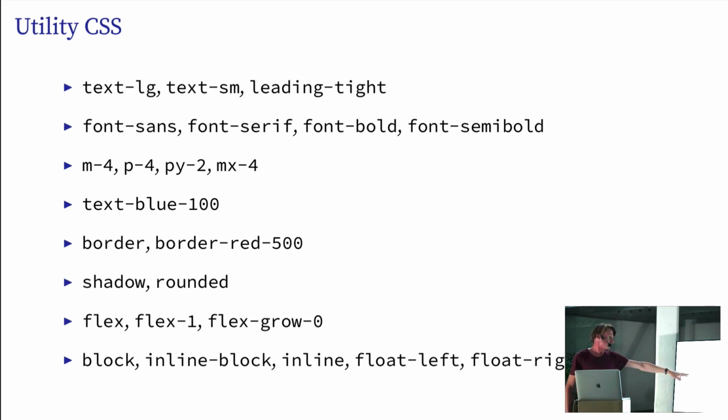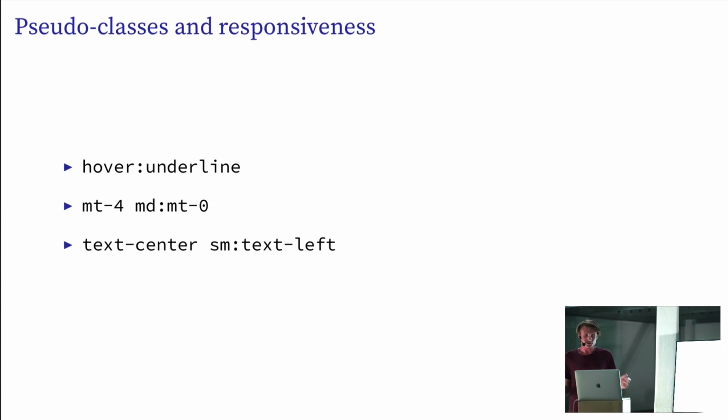And you can set colors, you can set borders, you can set shadow, rounded, flex also is supported, and all kinds of good stuff. And in addition to all of these classes, you have pseudo classes. So if you want the hover to be underlined once you mouse over something, you just use hover colon underline. And yeah, this is actually a valid CSS class. It looks a bit funky at first, but it's valid and works perfectly fine.